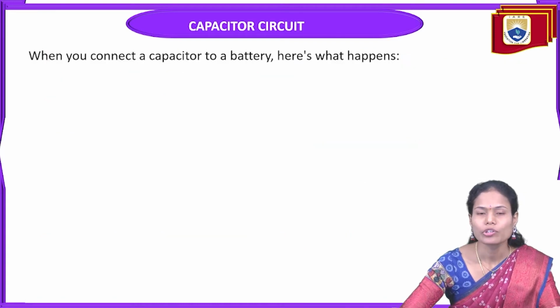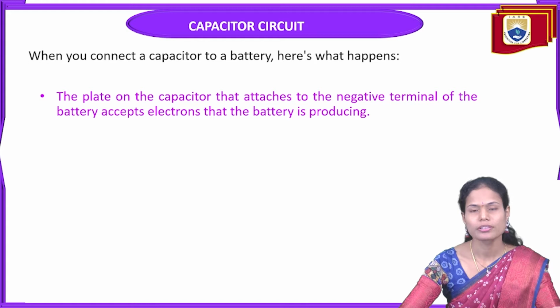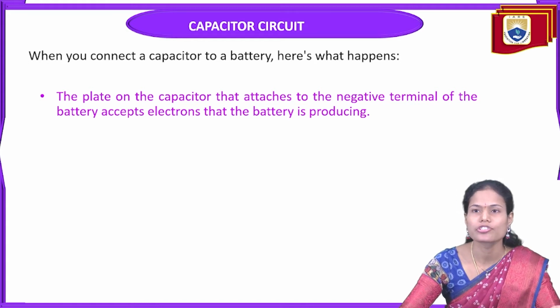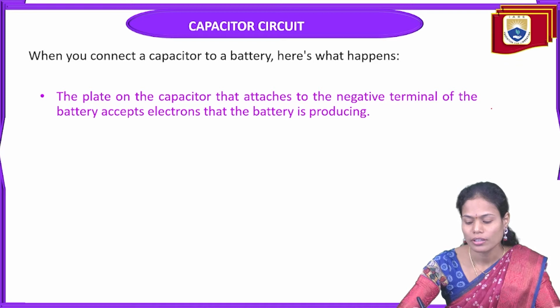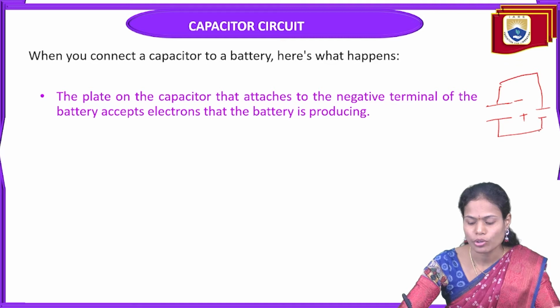Coming to the capacitor circuit, when we connect a capacitor to a battery, what happens? The plate of the capacitor attached to the negative terminal of the battery accepts the electrons that the battery is producing. We have already mentioned that it has two plates, one negative plate and one positive plate. So if we connect the negative terminal of the battery to the capacitor, the electrons generated from the battery are attracted towards the plate.